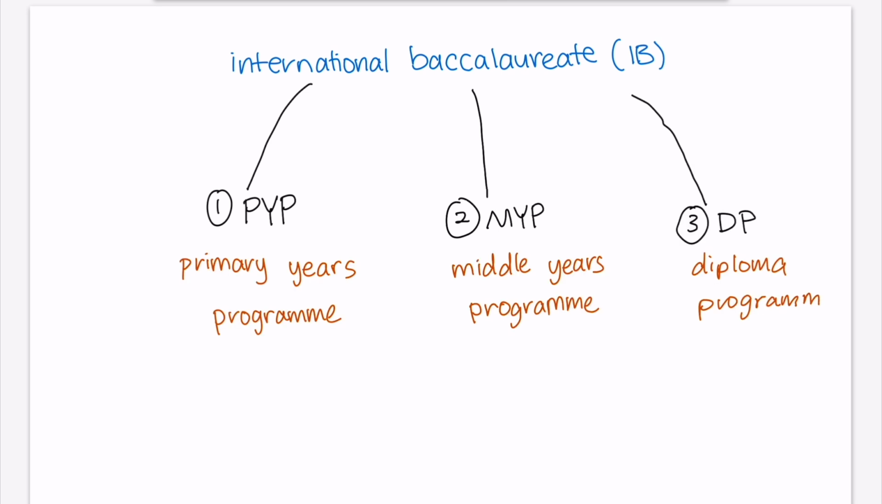The PYP stands for the Primary Years Program, which is equivalent to education from grades 1 to 5. Then you have the MYP, which stands for the Middle Years Program, which are grades 6 to 10. And finally, to end it all off, you have the DP, which stands for the Diploma Program, which is the final 2 years of school, that is grades 11 and 12.